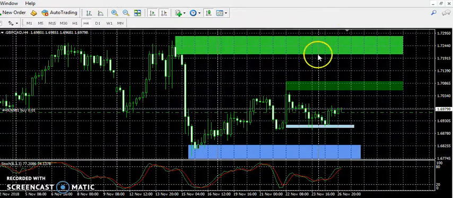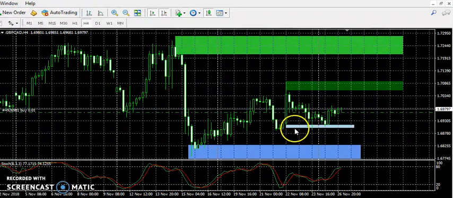Okay, so this is the 4-hour chart for pound CAD, and as you can see, this area I have up here is a supply zone, and I have this supply zone here, but as you can see, it's a more transparent green than the one above, indicating that it's not a fresh supply zone and price could penetrate through this area.